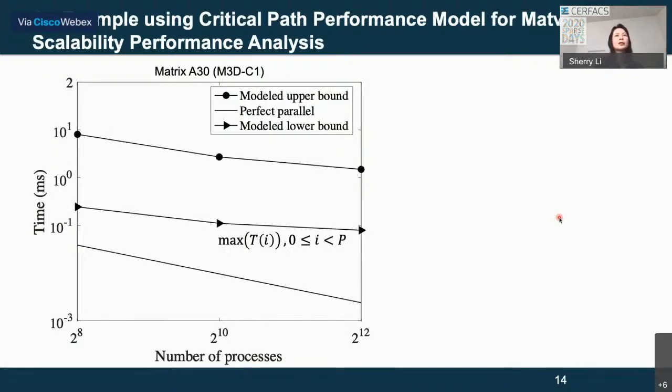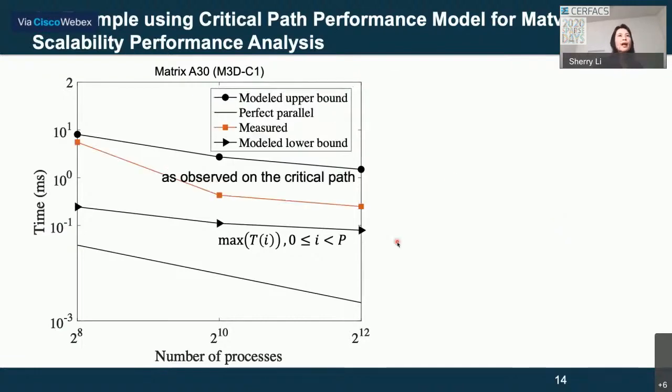So you can see that there's a gap between the lower bound and upper bound. And this is the observed computation on the critical path. The gap between the observed and the lower bound is mainly because the task placement is probably not very good yet. There's room to improve in order to reach the lower bound. And then we are better than the upper bound.